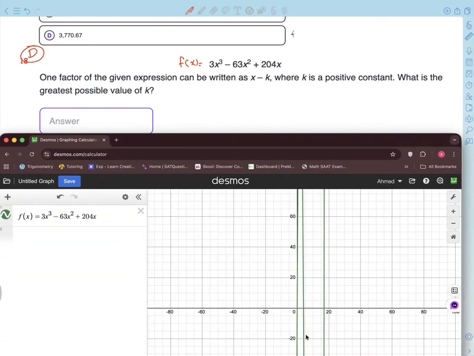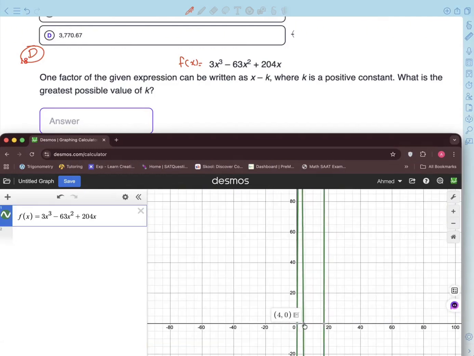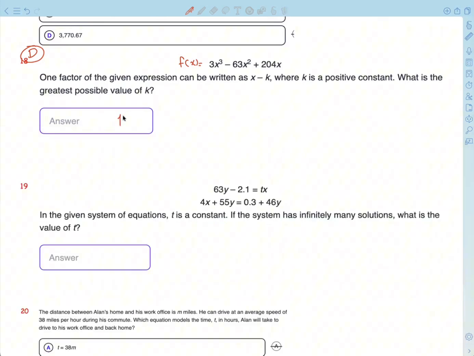This is the axis. And these are the x-intercepts. We have 4 and 0. We have 0 and 0. And this is 4 and 0. And this is 17 and 0. We want to find the largest one. We have 4 and 17 and 0. The largest one will be 17. So the answer of 18 is 17. Let's move to question 19.